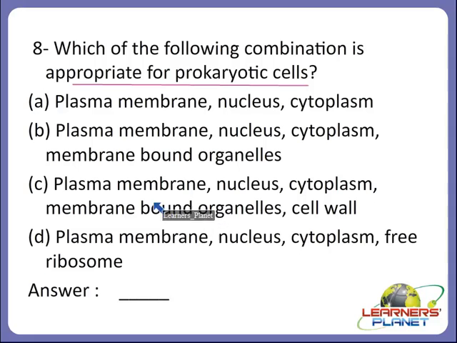Next is what? Plasma membrane, nucleus, cytoplasm, membrane bound organelles, and cell wall. Now what do you think? Membrane bound organelles are of course absent, as we have already said. Now remaining is the cell wall. Do all prokaryotic cells contain a cell wall? No. Some have it, of course, but not all, and secondly they do not have the membrane bound organelles. So B and C definitely could not be the right answer.